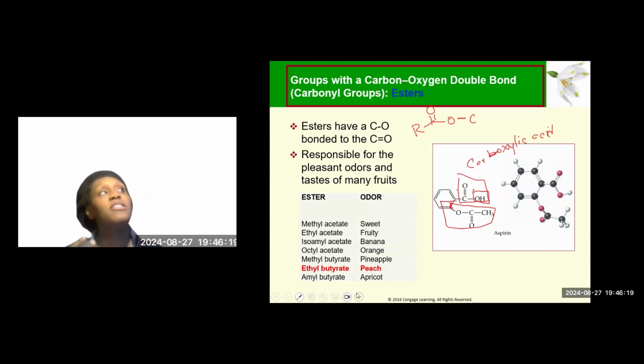Now, esters are sweet odors, and they are responsible for the fruity smells of a lot of fruit, okay? And so they're what give all of these lovely things odors, okay? Also, they're responsible for the odors of flowers as well. And you can see some esters right here.